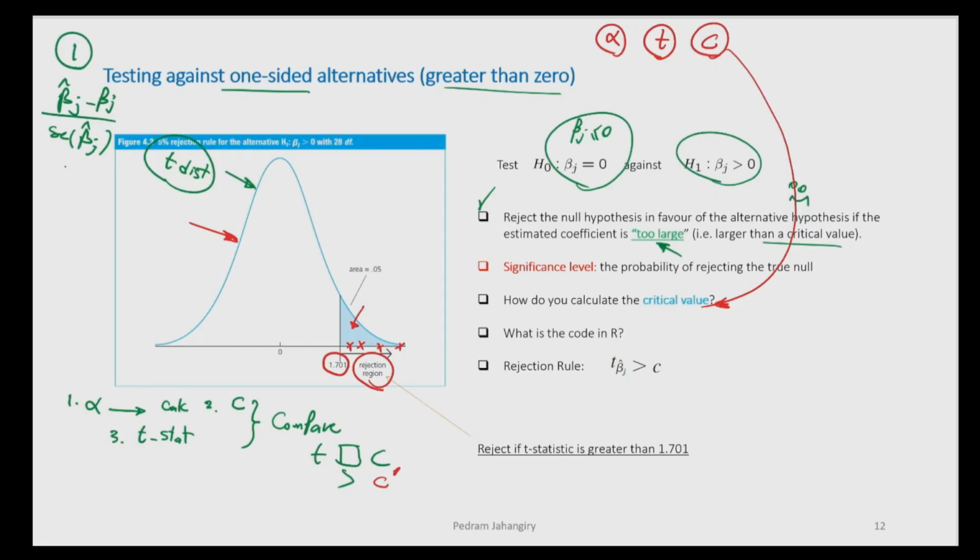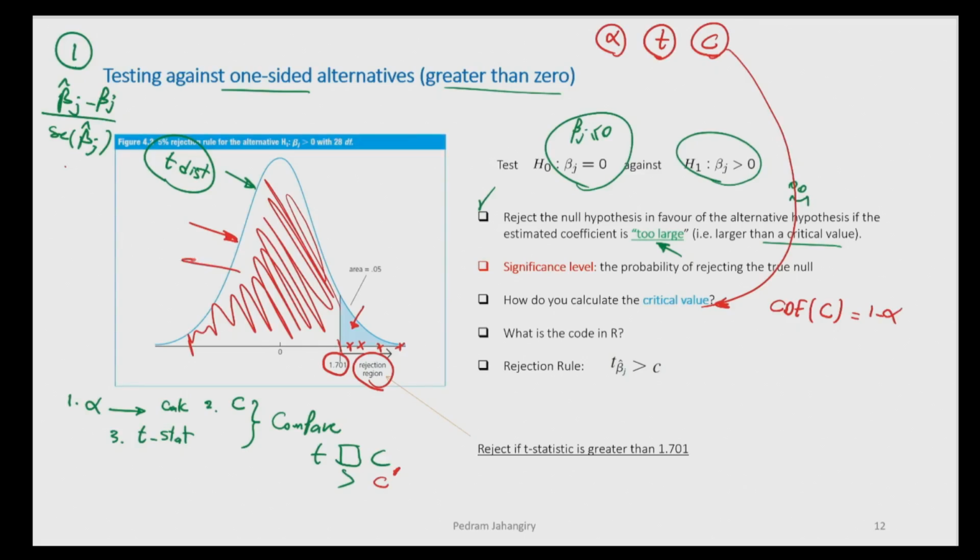So I know that the CDF of my critical value is 1 minus alpha. Does this make sense? What is CDF? So if this is my critical value, the CDF is this entire thing. What is the area under the curve? It's 95%, right? So here's 95%. So it means that it's equal to 1 minus alpha. What is alpha? So 1 minus 5%.